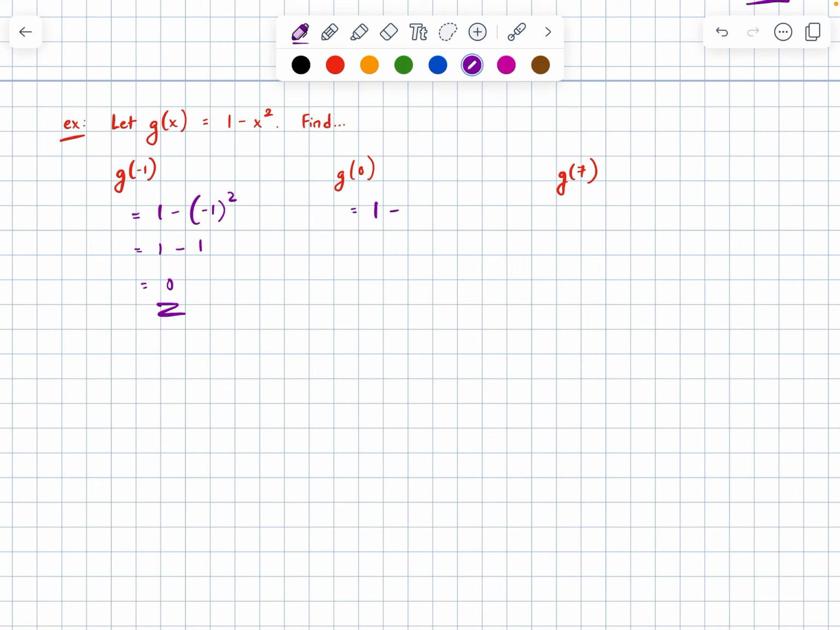G of 0, I'm going to substitute again. Every time that I see x, I'm replacing it with 0. So I've got 1 minus 0 squared. 0 squared is 0, and 1 minus 0 is 1. Last but not least, let's try it with g of 7. Again, I'm going to take 1 minus x squared and replace my x with a 7. So I've got 1 minus 7 squared, which would be 1 minus 49. And 1 minus 49 is negative 48.